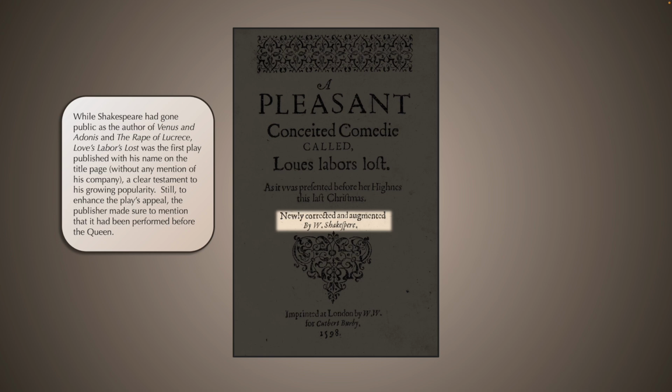Still, putting his name on the title page like this was a clear indication that Shakespeare's reputation was very high, and that would be a selling point, a way to market the play. But to enhance the play's appeal, the publisher also made sure to mention that it had been performed before the Queen during the Christmas season. The weeks around Christmas, the Christmas holiday, were popular times for feasting and celebrations and the performance of plays.